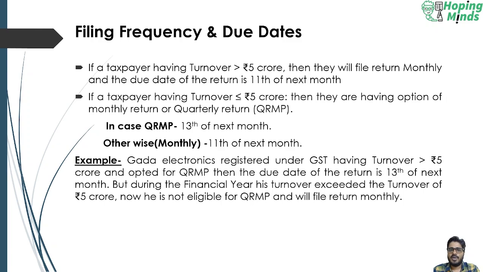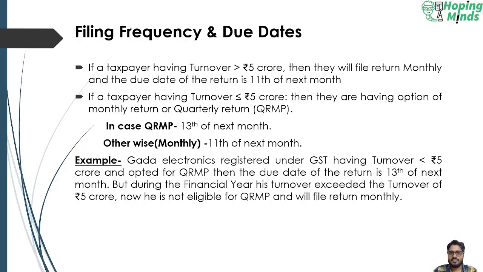Filing frequency and due dates. If a taxpayer has turnover greater than 5 crores, then it is mandatory for him to file a monthly GSTR-1 return. The due date for filing of monthly GSTR-1 return is the 11th of the succeeding month. If a taxpayer has turnover less than or equal to rupees 5 crores, then they have an option of filing monthly or quarterly return, that is under the QRMP scheme. In that case, if the taxpayer opts for quarterly filing, then the due date will be the 13th of the month succeeding the quarter.